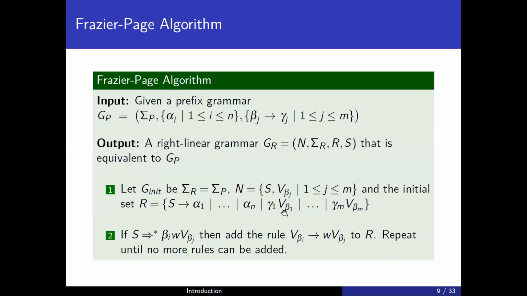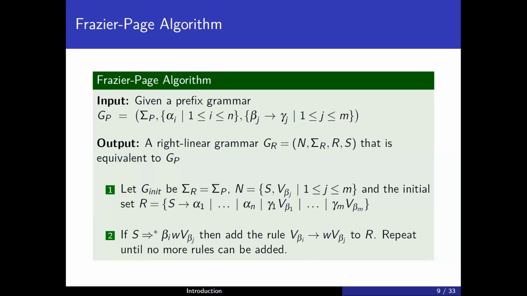After we have the initialization, we're going to add new rules. We want to search for rules from S using rules already in the right linear grammar, where we get some beta i as a prefix. This corresponds to our non-terminals we created. Then we'll add rules where we take the non-terminal corresponding to the prefix as the left-hand side, and the suffix will become the right-hand side of the new rule. We'll keep doing this till we can't add any more rules.